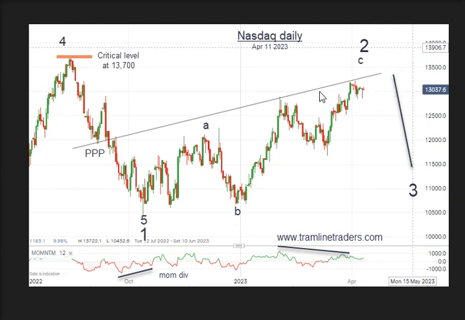If it fails, if it does not reach above this line, which I believe is highly likely, partly based upon this momentum divergence here, then I think wave 3 down will start in earnest, and we could be looking at some fireworks pretty soon.